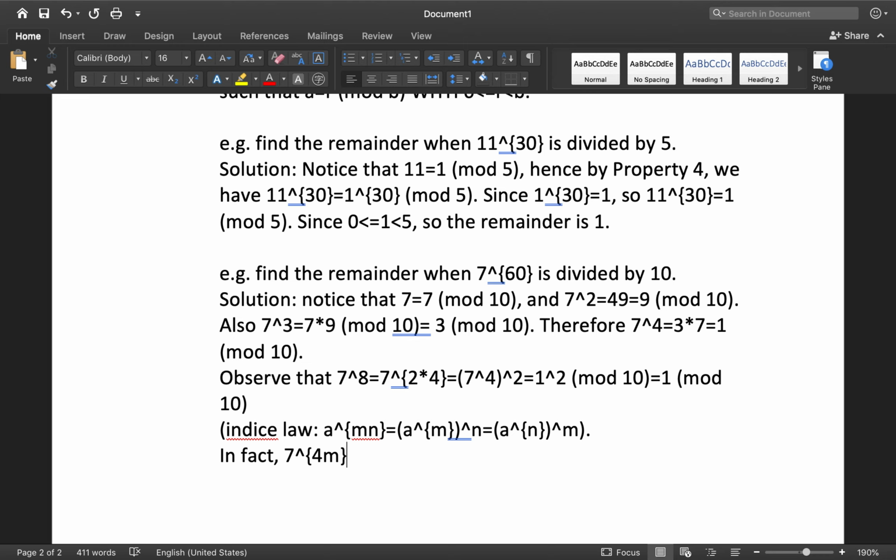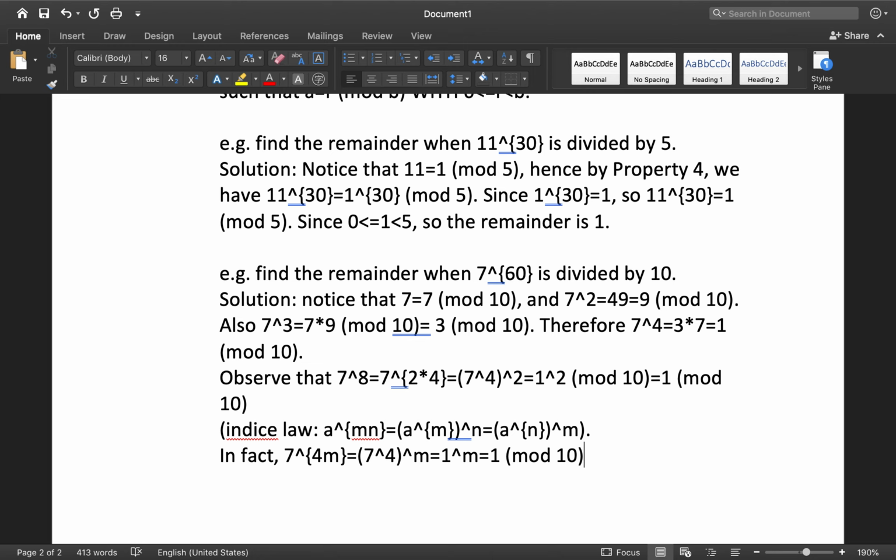then in fact you can always use the index law to change it to 7 to the power 4, and then you raise it to the power m, right? You split the product on the index. So now 7 to the power 4, you know it must be congruent to 1, so equal to 1 to the power m, but that is just congruent to 1 modulo 10. So you have this relation. So no matter how many powers you take, you will get it, provided that the index is a multiple of 4.